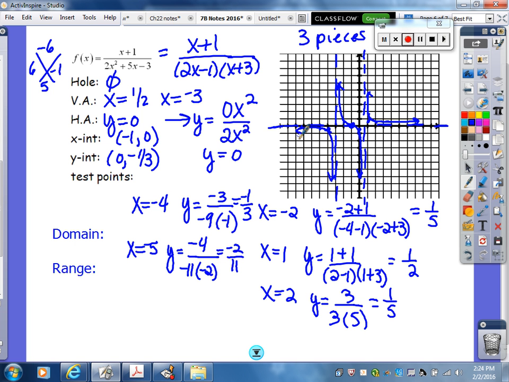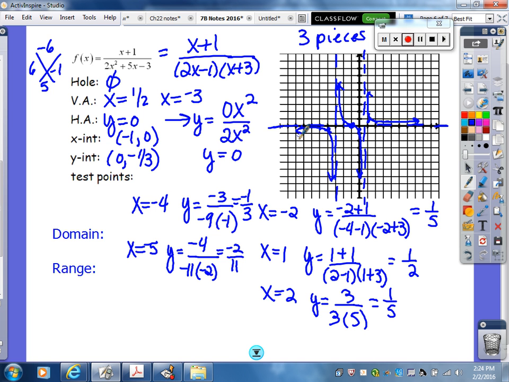Recapping again, because I had 2 vertical asymptotes, I know I'm going to have 3 pieces to my graph. And sometimes you can cross a horizontal asymptote within the body of the graph. The end behavior won't cross a horizontal asymptote, but sometimes in the middle of the graph, it will cross a horizontal asymptote. And your graph will never cross a vertical asymptote.